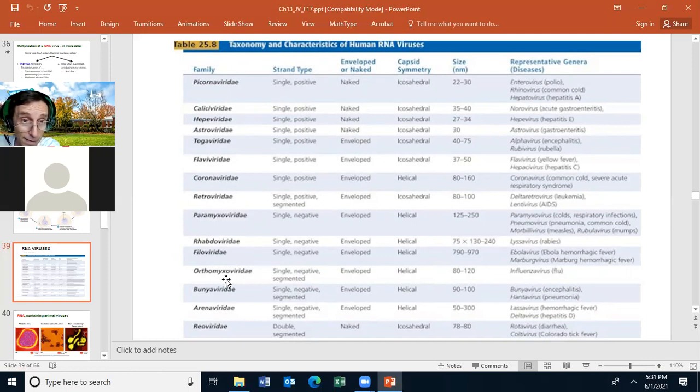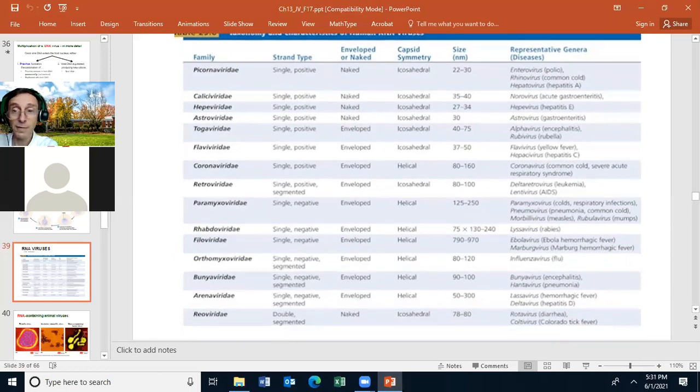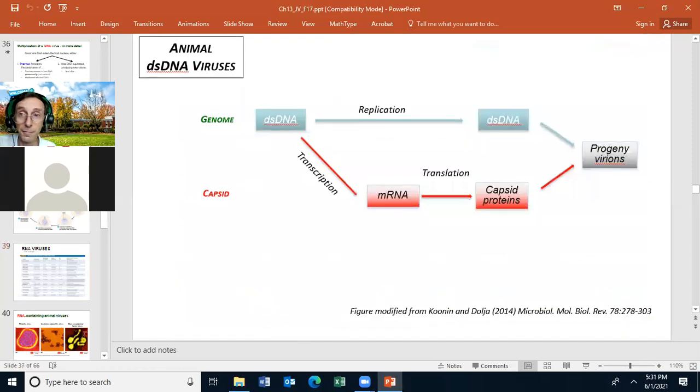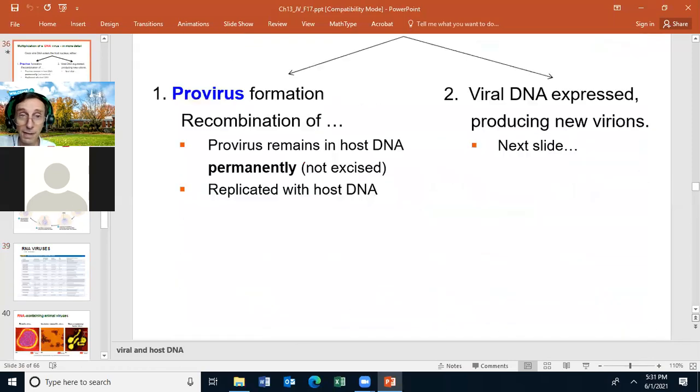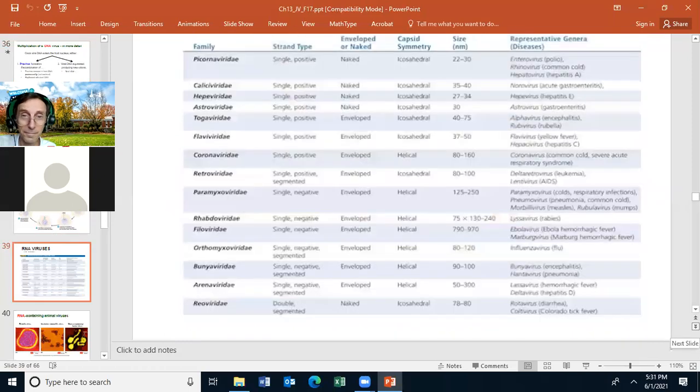Orthomyxoviridae causes the flu. So if you've never heard of Orthomyxoviridae, if you ever get the flu, that's from the family of Orthomyxoviridae. And I think that's the last one I'll mention. But like I said, there are 15 families of RNA viruses. And I went the wrong way.